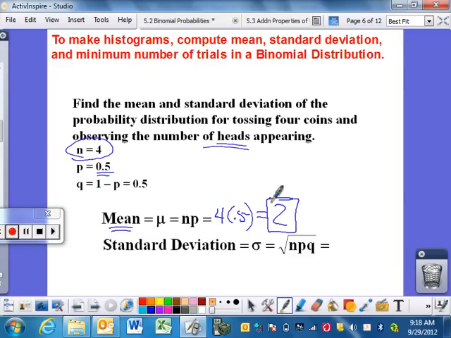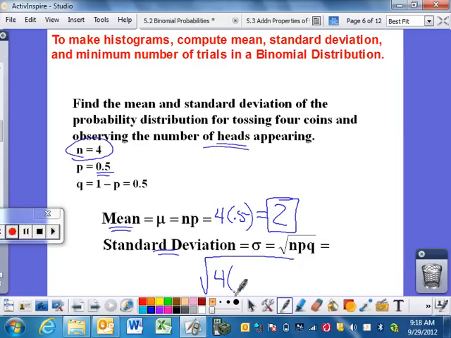I expect to get 2 heads if I flip the coin 4 times, and theoretically that should make sense. What's my standard deviation? All you have to do is take the square root of n times p times q. So in this situation, what do we have here? n times p times q. So square root of 4.